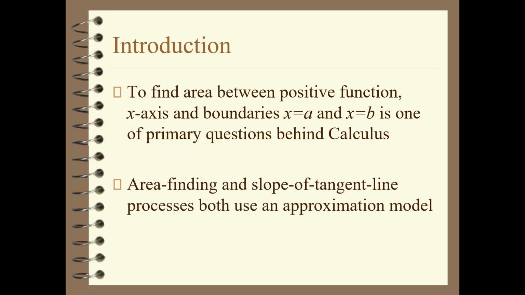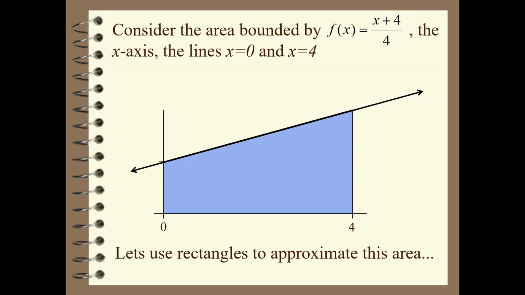But the area finding problem and the slope of the tangent line problem both use an approximation model, and then they use a limit in order to find the actual answer, or to define what the answer should be. For example, consider the area bounded by the function f of x equals (x plus 4) divided by 4, the x-axis, and the lines x equals 0 and x equals 4. You should recognize that is a trapezoid, and we could easily find its area using the formula we already know. But instead, let's approximate it.